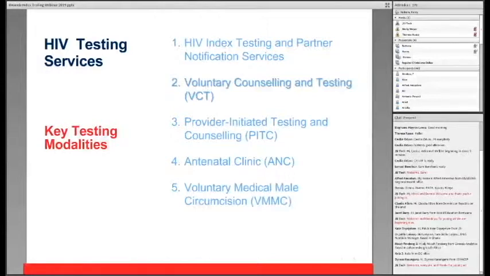Our testing services are actually done through a number of modalities.